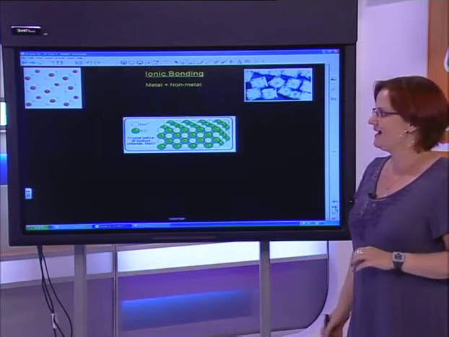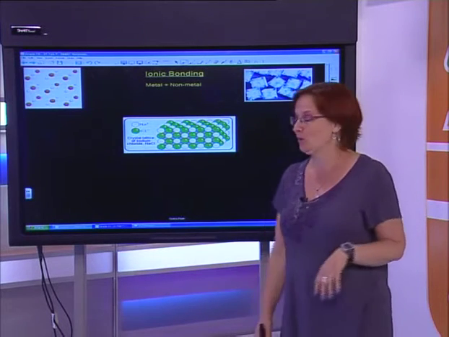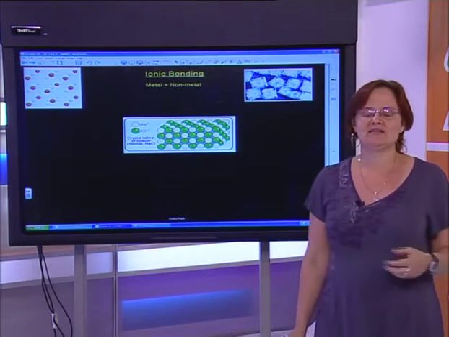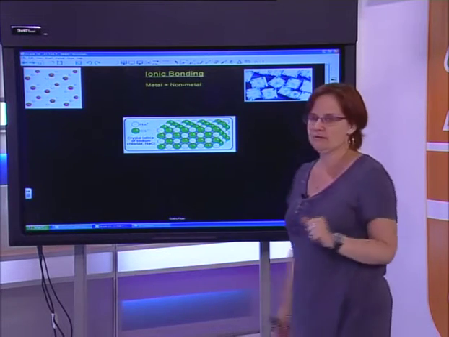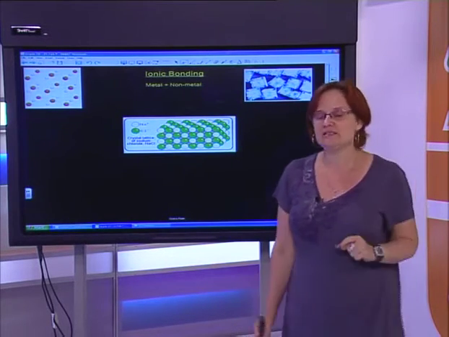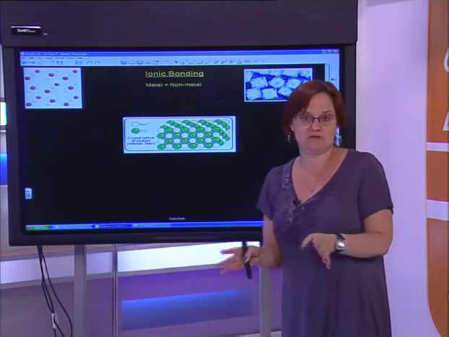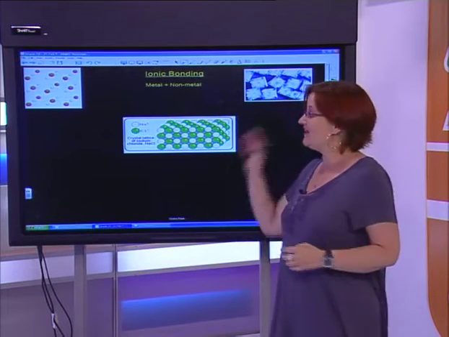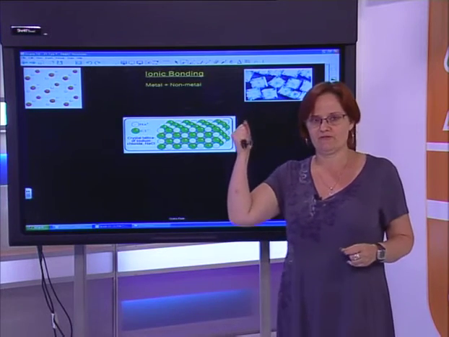Getting on to our ionic bonding. Now ionic bonding is so important. Sodium chloride, you see this all the time. It is very, very special. It's the bonding between a metal and a non-metal. Now what happens in ionic bonding is the electronegativity difference between the atoms involved is so big that the chlorine, or the non-metal, will take the electron away from the metal.